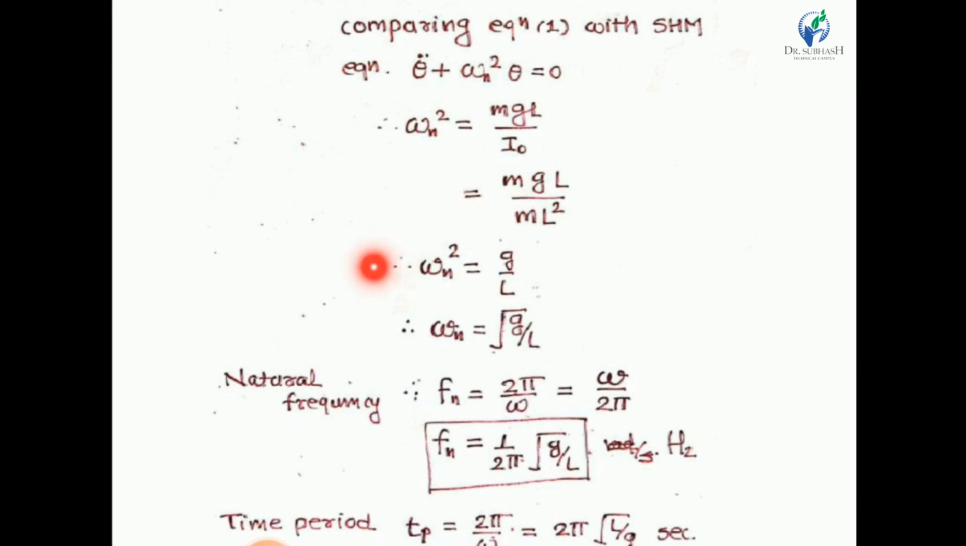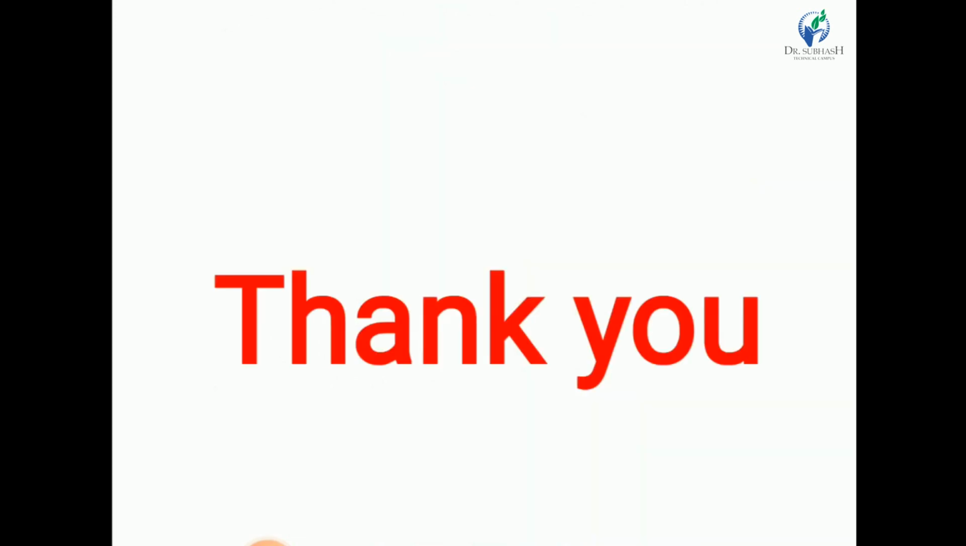Finally we obtain omega square is equal to g by l. So we obtain omega n is equal to under root g by l. So fn is equal to omega upon 2 pi, so we obtain 1 upon 2 pi under root g by l in hertz. And similarly, if we want to calculate the time period, then time period is equal to 2 pi upon omega. So we obtain 2 pi under root l by g in seconds. Thank you.